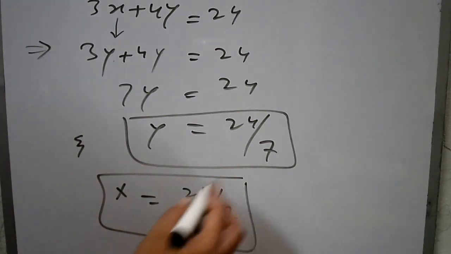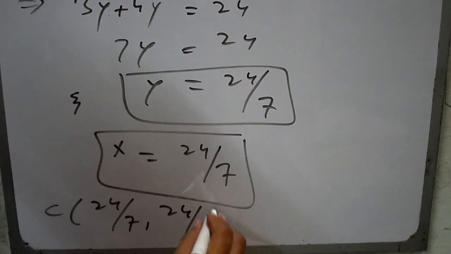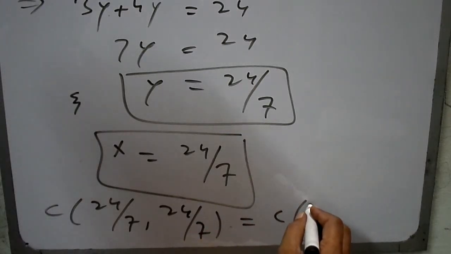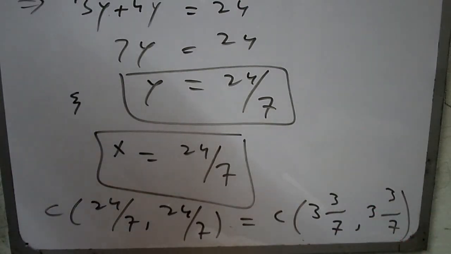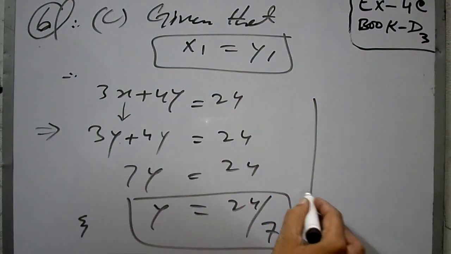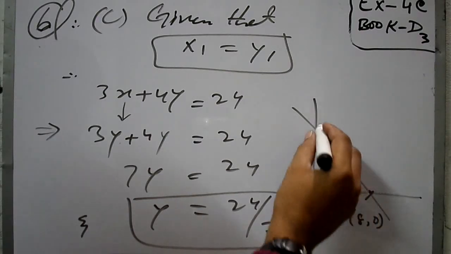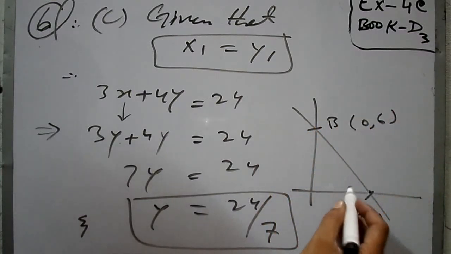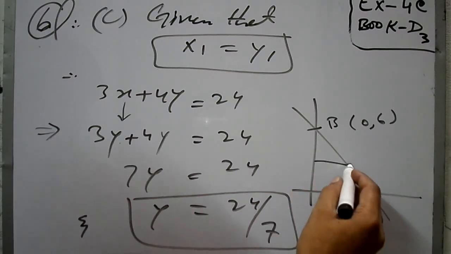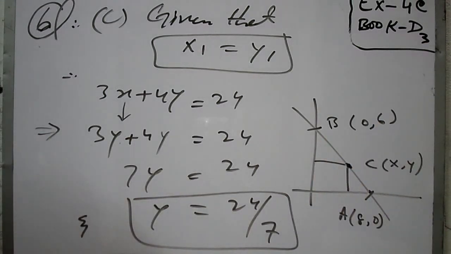So the coordinates are 24 by 7, 24 by 7, or you can say 24 divided by 7 gives 3 whole 3 by 7, no problem. If you see the diagram, the line is like this. This is your A point, that is 8, 0, and that is your B point, 0, 6, and this is your midpoint C, x, y, that you have just calculated.